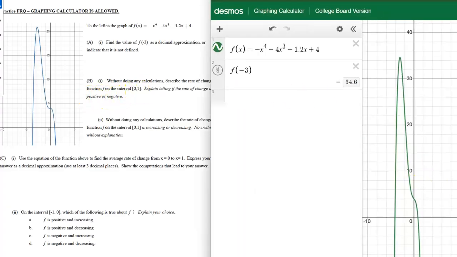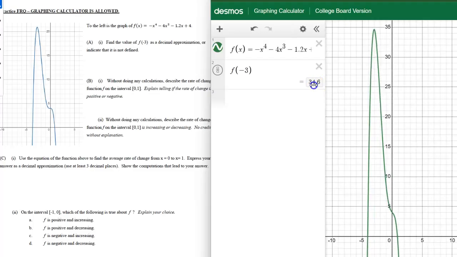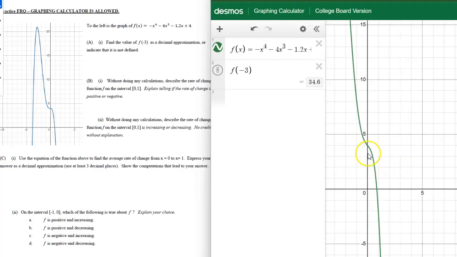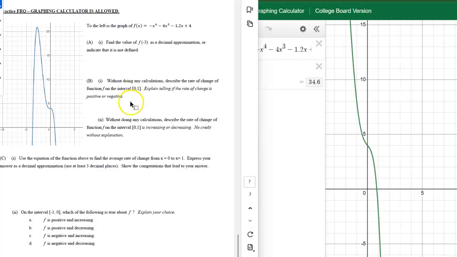So I'm going to get my Desmos out over here. We are looking for between x equals 0 and x equals 1, which is just this side right here. So clearly it has a negative slope. So I'm going to say that the rate of change is negative between 0 and 1. I'm sorry, I can't write it down because it's not letting me.